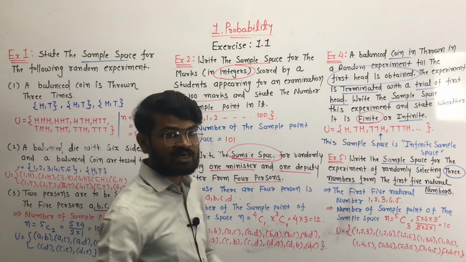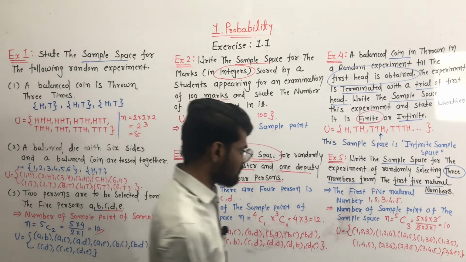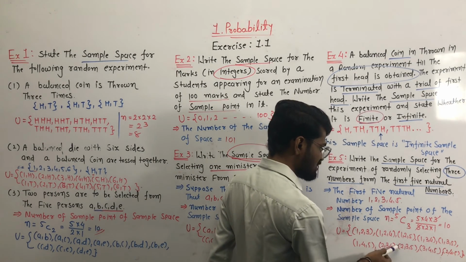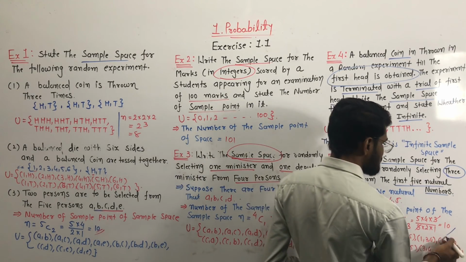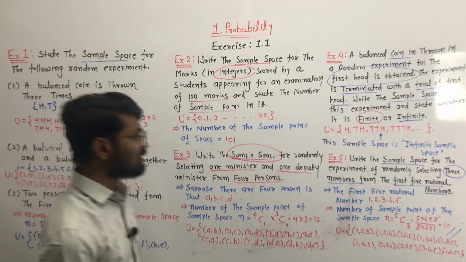Now we can count the sample points of this sample space: 1 2 3 4 5 6 7 8 9 and 10. Yes, the number of sample points of the sample space is 10. Okay, clear? Write it down.